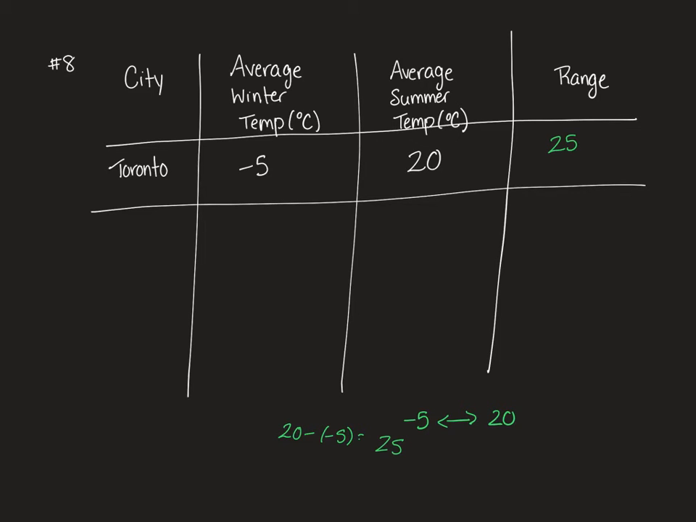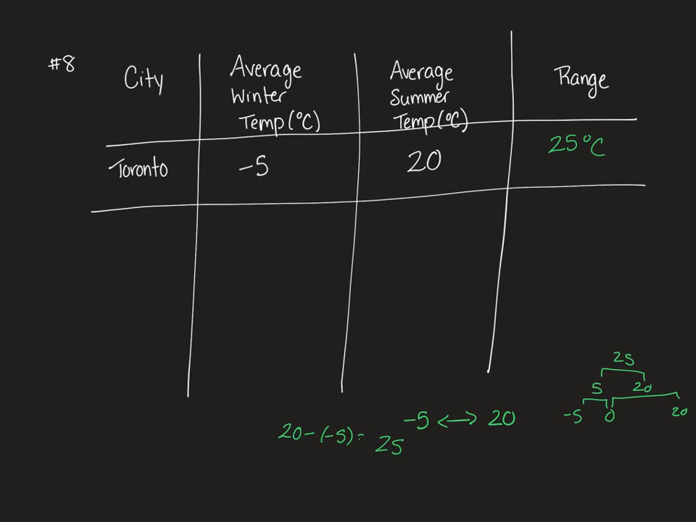You could also look at the distance model here, right? And go, okay, to get from negative 5 to 0 is 5 degrees. To get from 0 to 20 is 20 degrees. So together that's 25. So whatever way works for you, but you're calculating the distance between their average lowest and their average highest temperature.